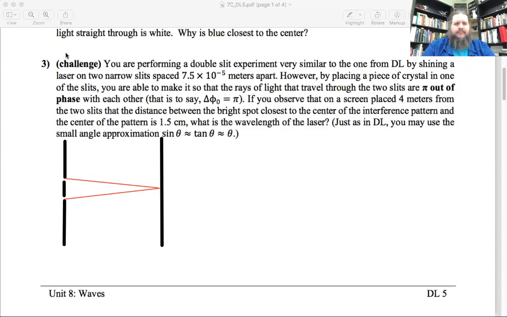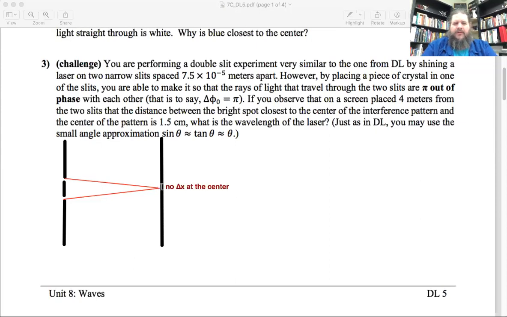Because there's no phase constant difference. Sorry, there's no what? Phase constant difference. And also, what do you notice about these two paths? It's the same. They're the same length. Right, same length. In other words, there's no delta x at all at the center.